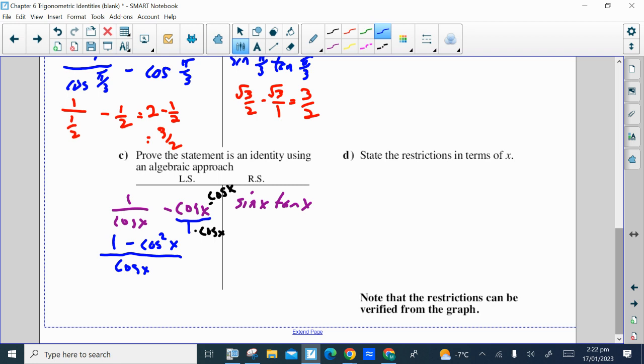So when we get a common denominator, we combine those two expressions into one. We get 1 minus cos squared x over cosine x. What does 1 minus cos squared x equal? What can I replace that 1 minus cos squared x with?